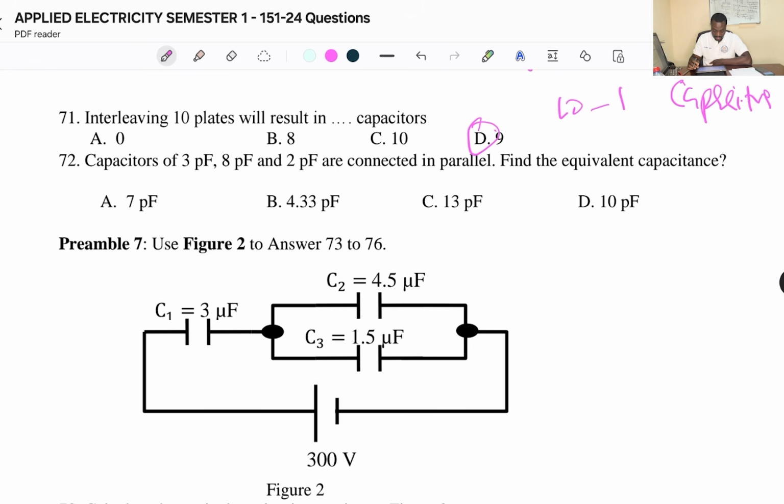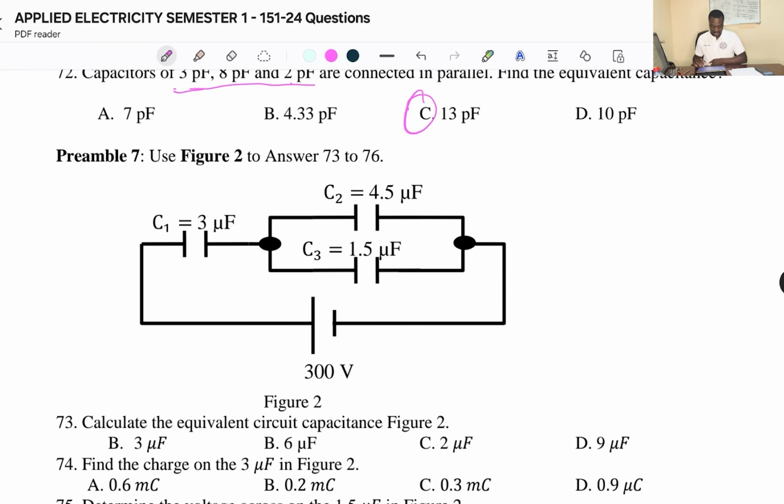Capacitors of 3 microfarad, 8 microfarad, and 2 microfarad are connected in parallel. Find the equivalent capacitance. If they are in parallel, it will just be the sum. Since the capacitors are in parallel, that will be 3 plus 8, that will be 11, plus 2, that will be 13. So the answer here is C.